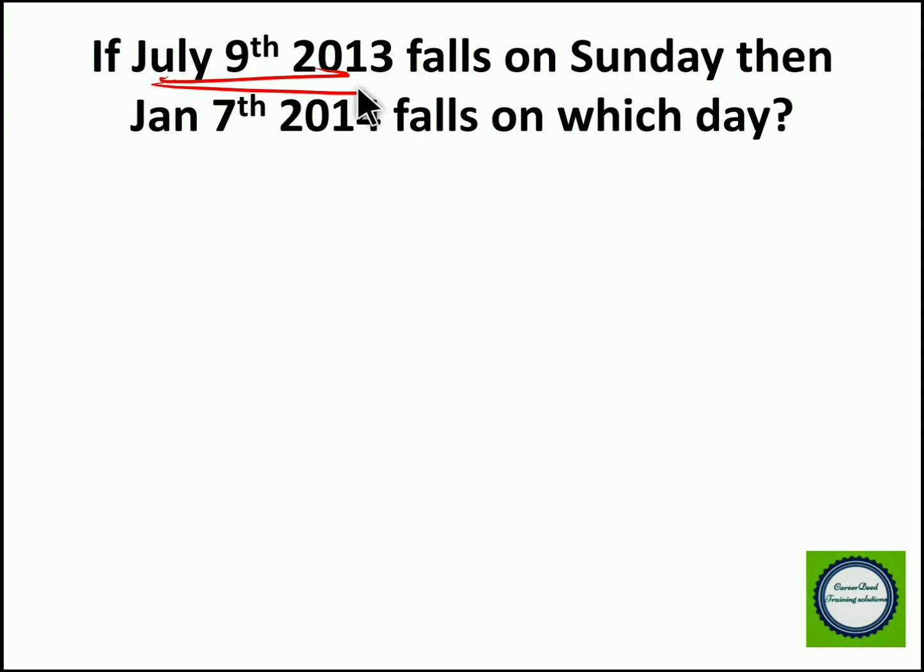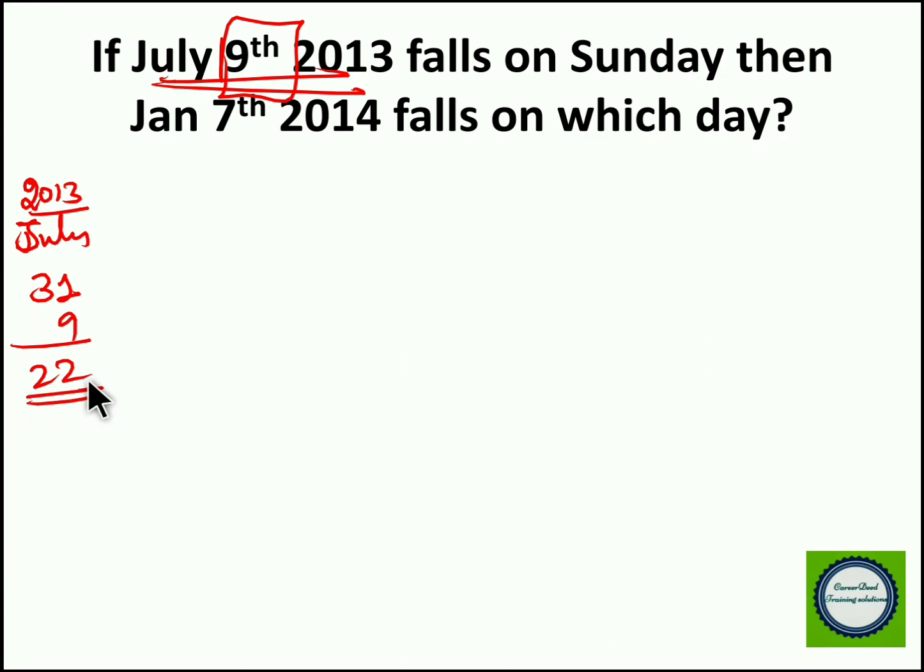See, in July 9th 2013 you have how many odd days? In July we totally have 31 days. Out of 31 days, already 9 days gone. So 31 minus 9, you have 22 days, right? So when you divide this 22 by 7, you have 3 complete weeks and only 1 odd day. So after July, it's August, right? In August you have 31 days. When you divide 31 by 7, you get 28 days, so the remainder is 3 odd days.